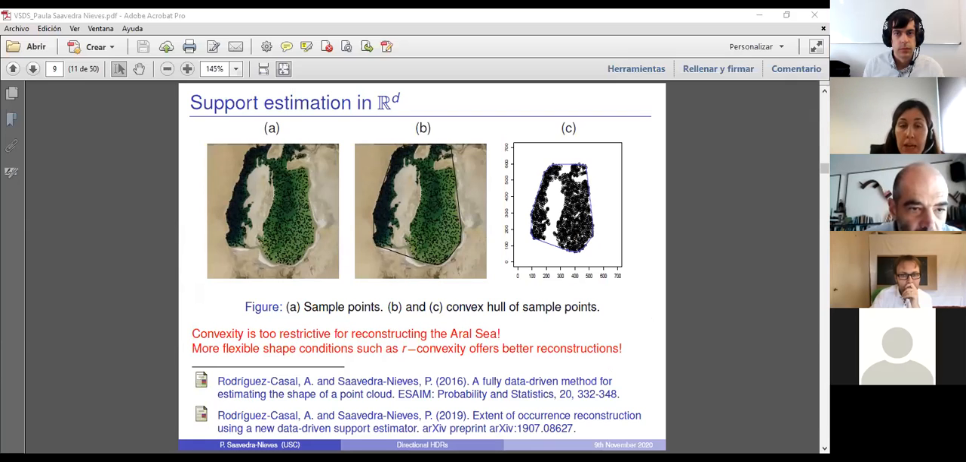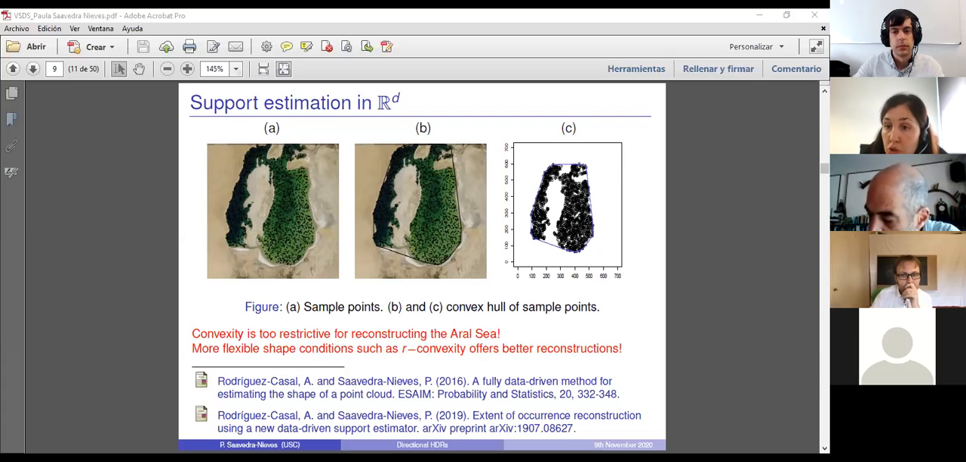Well, the second situation: as I told previously, maybe we know that our support is convex. So in this case, the most natural choice to reconstruct the support of a distribution is to calculate the convex hull of the sample points. So here I show you this reconstruction for the RLC. As you can see, in this case, this geometric property is very restrictive, and another more flexible one should be considered. For instance, r-convexity. R-convexity is a shape property that offers the possibility of considering several different connected components. So this property was studied in these two papers.